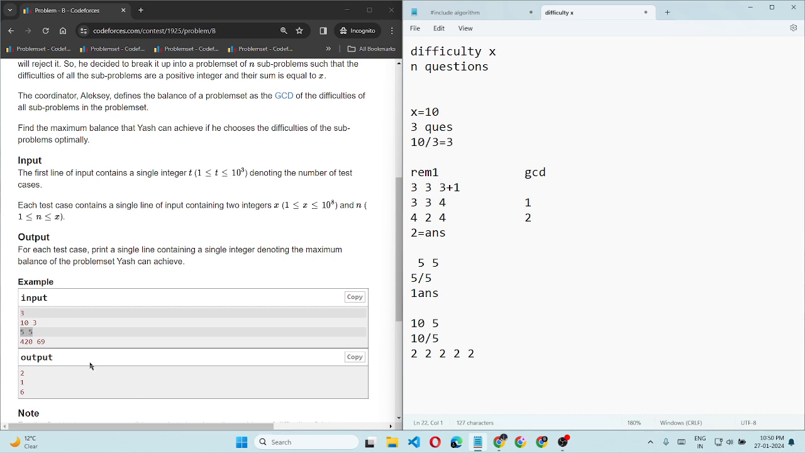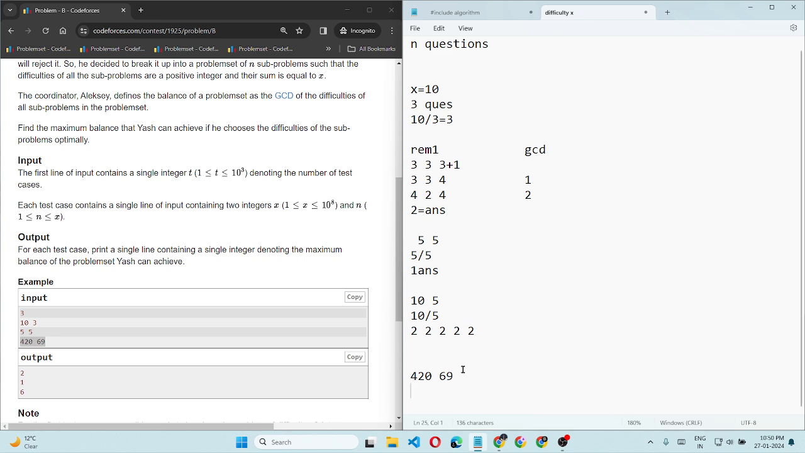Now let's talk about this one, test case 420 and 69. Now this is the most weird test case. So here it is 420 and 69. So 420 is the difficulty of the question, and you have to divide it into 69 questions. So 420 by 69 is 6, and the remainder would also be 6, right?